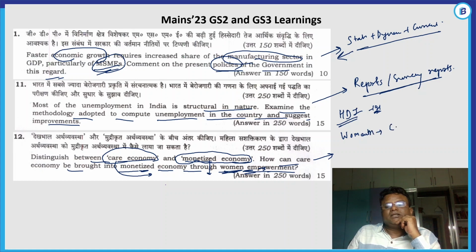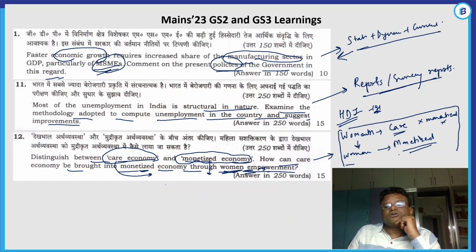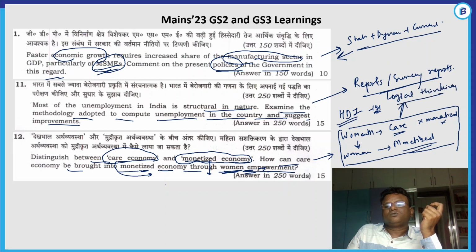So women are taking care of something which is not really monetized a lot. And the question is asking, by empowering these women, how can this work be monetized? The care work. Then you can build a story. If you actually can understand this aspect, and I'm talking only of those students who did not read about care economy or these terms specifically, can you really guess? Some kind of logical thinking, if you don't understand the question, you have to develop that.